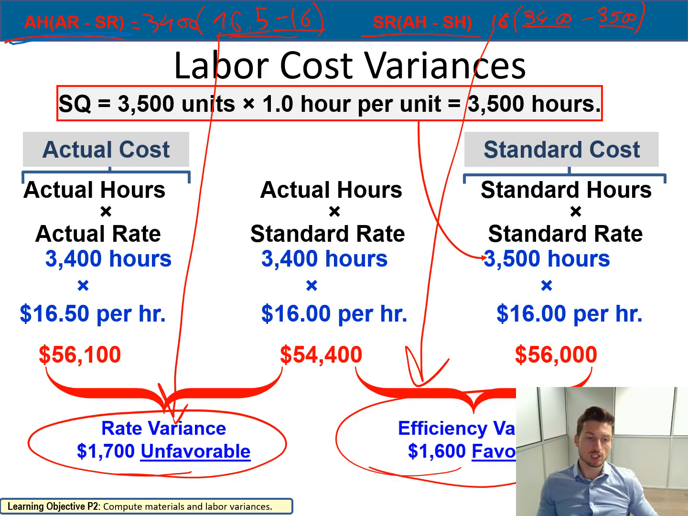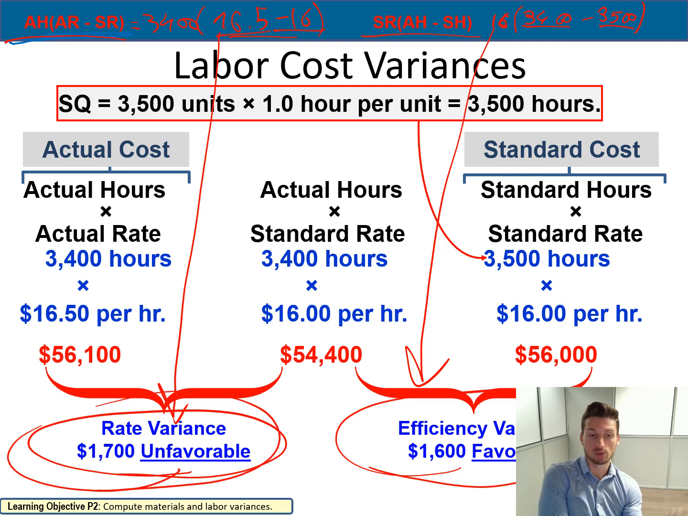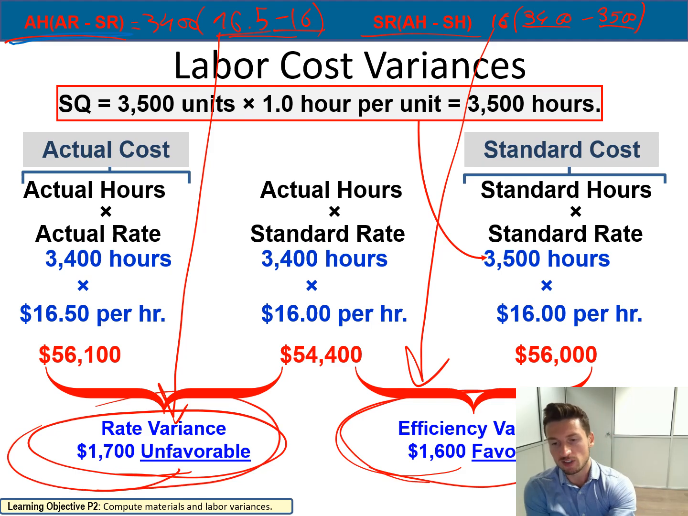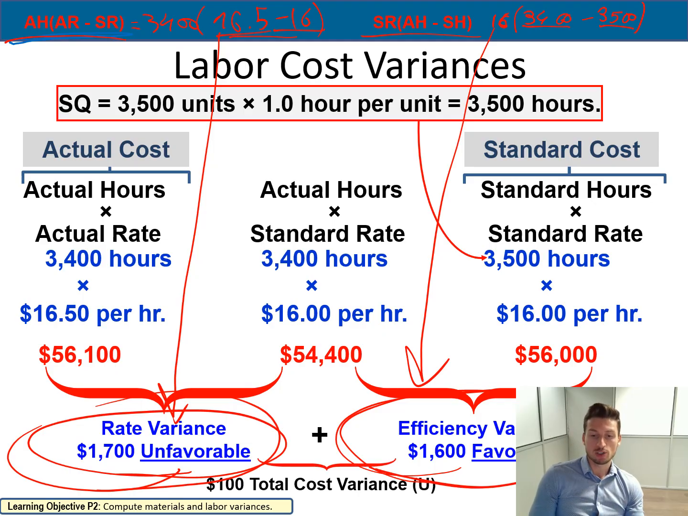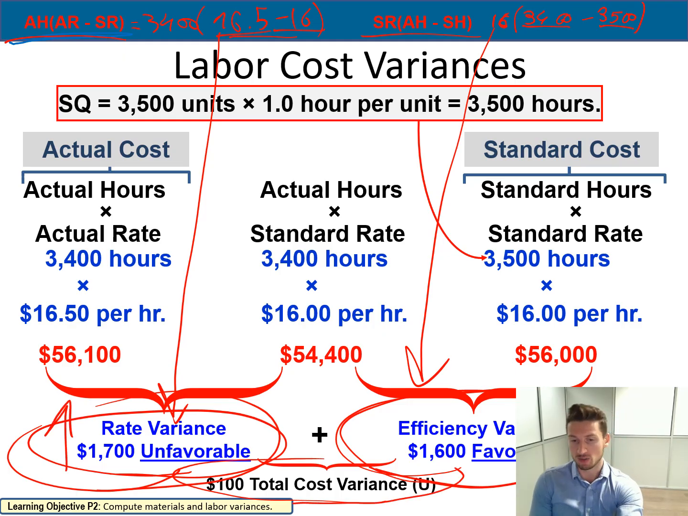Okay, so now here we have a case when we have unfavorable and favorable variance. As I told you, if you remember, when the higher variance is unfavorable or favorable, it absorbs the smaller one. So in this case, total labor variance will be 1,700 because it's a higher number unfavorable, minus 1,600 favorable. So your total cost variance will be $100 unfavorable because you had a higher number for unfavorable. So unfavorable minus 1,600 favorable will give you 100 cost variance unfavorable. This is called labor cost variance.